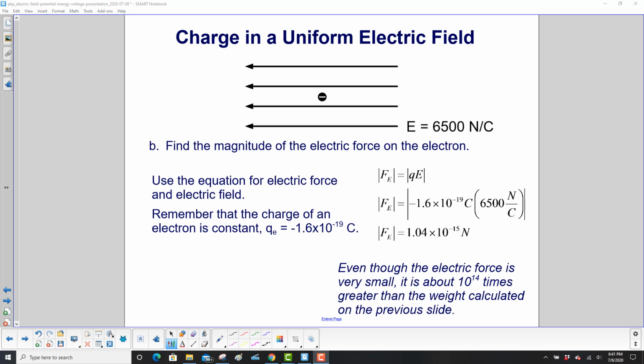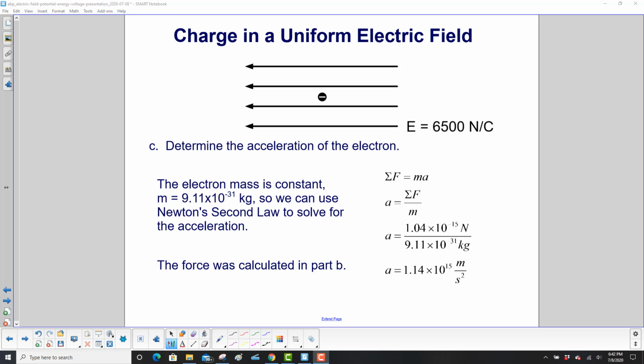We use our expression relating force to electric field, and we're just interested in the magnitude now. Why? Because we already have the direction. So here's our charge, and here's our electric field, and we get a magnitude of 1.04 times 10 to the minus 15th newtons. So even though that's very tiny, it's still about 10 to the 14th times greater than the weight calculated on the previous slide.